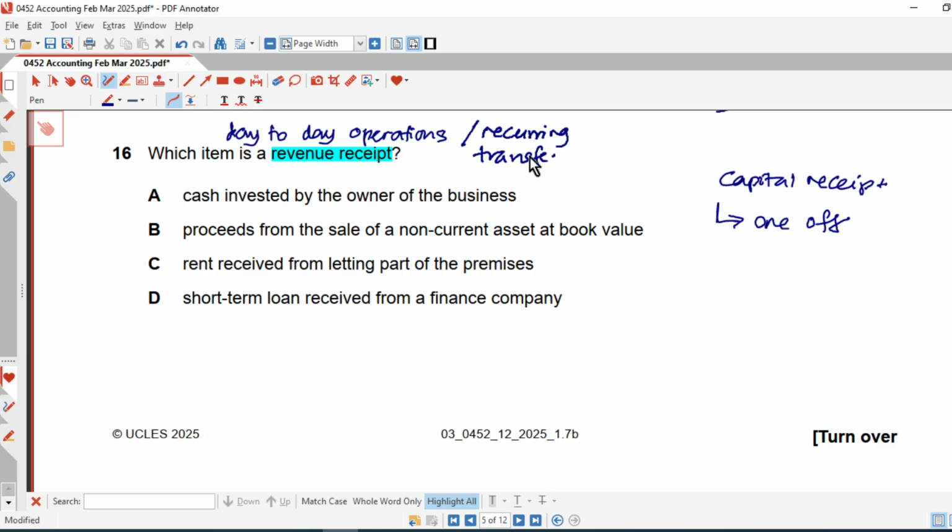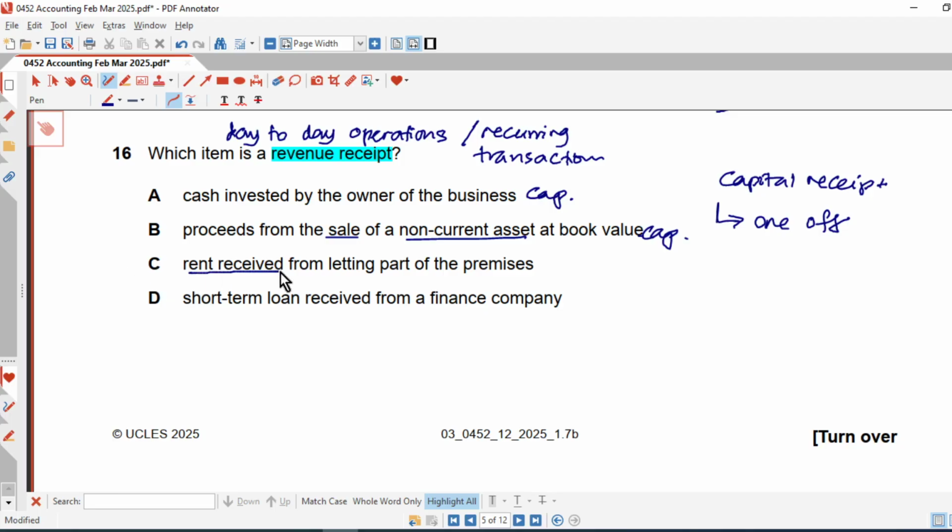So option A, cash invested by the owner of the business. Is this something that happens regularly? No, so this would be a capital receipt. Proceeds from the sale of a non-current asset. Again, it's not something we do every day, not something we do every week or every month. It's not going to be a recurring process. So that's capital receipt.